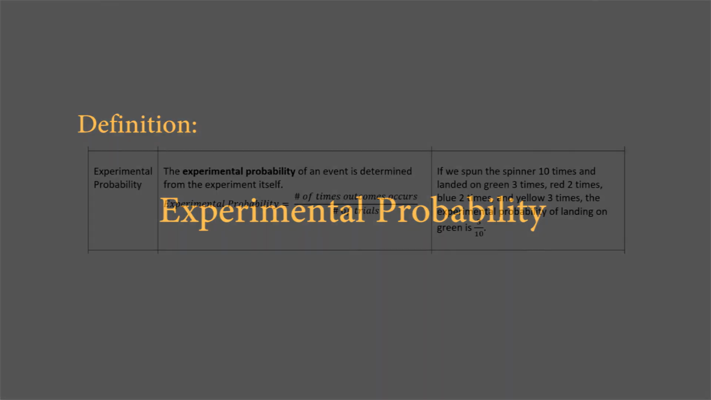The experimental probability of an event is determined from the experiment itself. So the experimental probability is the number of times an outcome actually occurs divided by the number of trials that were done. If we spun the spinner 10 times and landed on green 3 times, red 2 times, blue 2 times, and yellow 3 times, the experimental probability of landing on green is 3 out of 10. You'll notice that's different from the theoretical probability, which we calculated to be 1 out of 4.